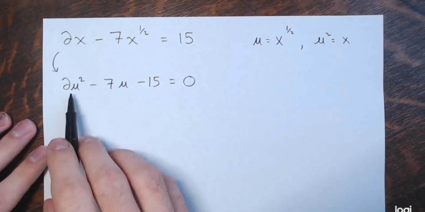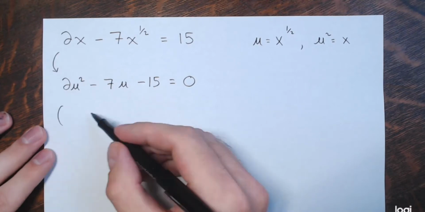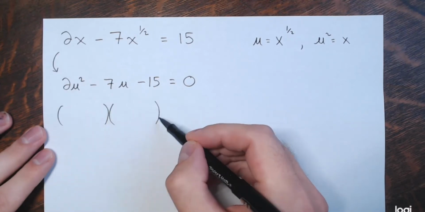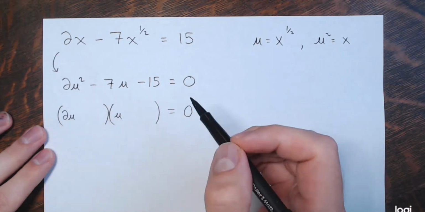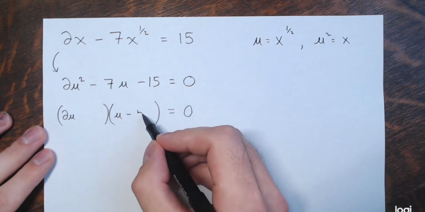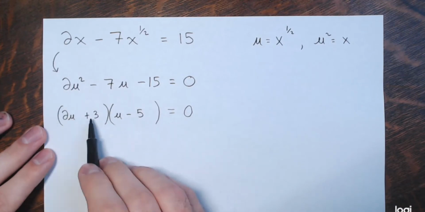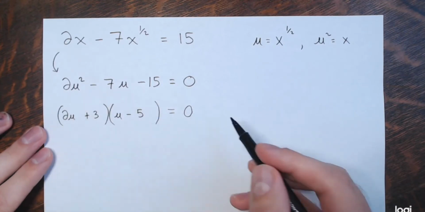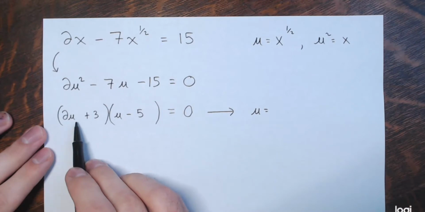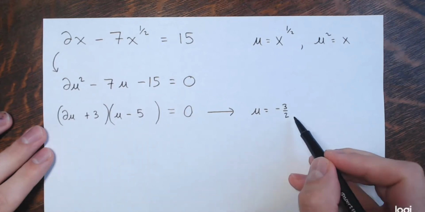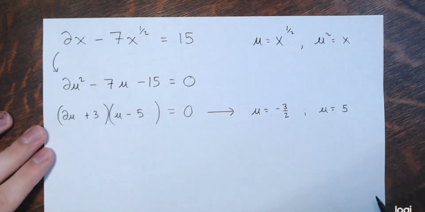Alright, and then I'm going to solve this. Now again, you can use the quadratic formula, completing the square, but this is another one that is nice and easily factorable. This would factor to 2u in one factor, u in the other. I would need -5 here and a +3 here. That gives me the 2u squared minus 10u plus 3u for -7u and then -15. So the solutions here are u equals -3/2 or u equals 5.